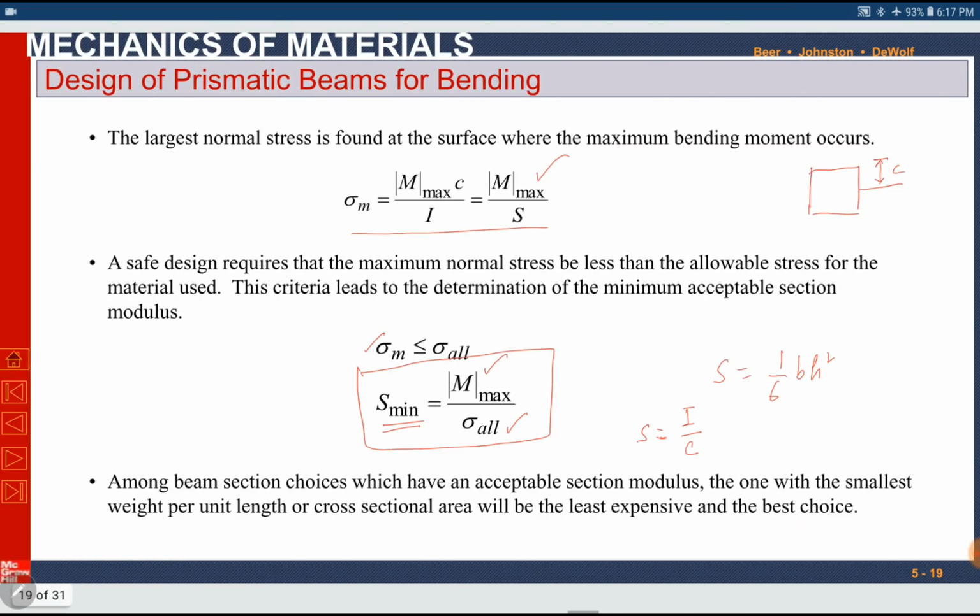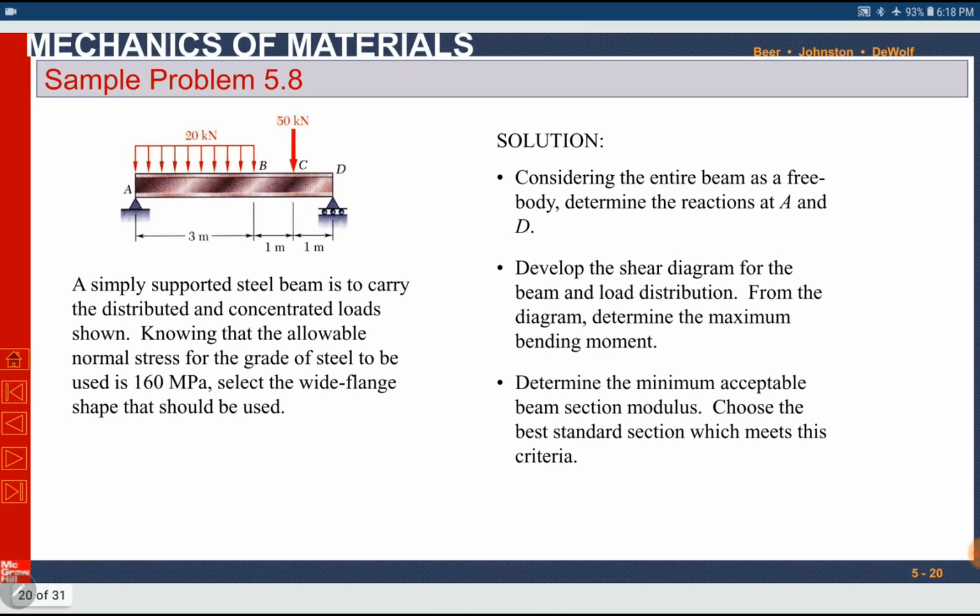Before moving on, among beam section choices which have an acceptable section modulus, the one with the smallest weight per unit length or cross-sectional area will be the least expensive and the best choice. Once we find the minimum section modulus value, we will go to the table of beam properties, or we go to market and find a beam with section modulus more than this defined minimum value. Among those beams, if there are multiple, we have to choose the beam with the smallest weight per unit length or smallest cross-sectional area, because those beams will be the least expensive. Okay, we will do this in sample problem 5.8.